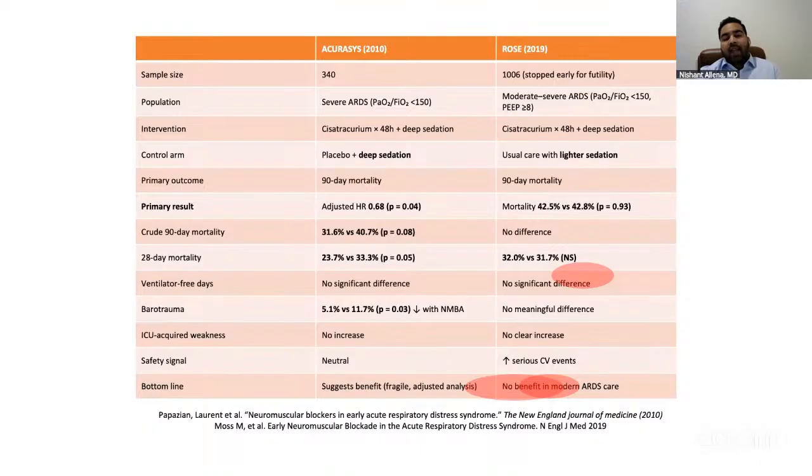Now, the reason why this happened is the time period. In 2010, the management of ARDS was not as advanced as it was in 2019. Protocols of low tidal volume ventilation were not tightly followed, and even the sedation strategies were not that great. So, because the sedation strategies were not great in ARDS, when you gave them a neuromuscular blockade, they were able to better achieve ventilator synchrony, and that could potentially have decreased the mortality. With ROSE, because we had better sedation strategies, we did not find any benefit.